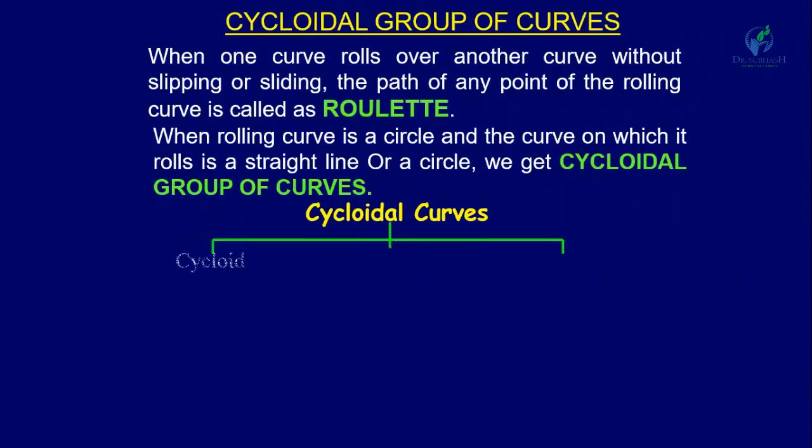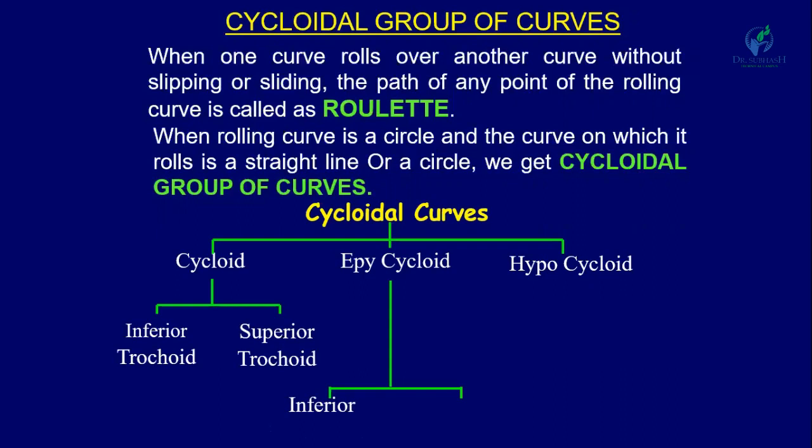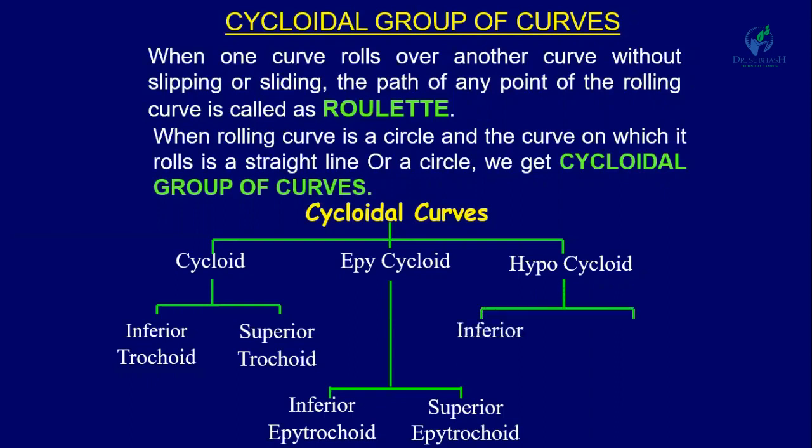There are three types of cycloidal curves: cycloid, epicycloid, and hypocycloid. Cycloid is classified in two different ways: inferior trochoid and superior trochoid. Similarly, epicycloid is classified by inferior epitrochoid and superior epitrochoid, and hypocycloid is also classified by inferior hypotrochoid and superior hypotrochoid. So these are the different types of the cycloidal curves.